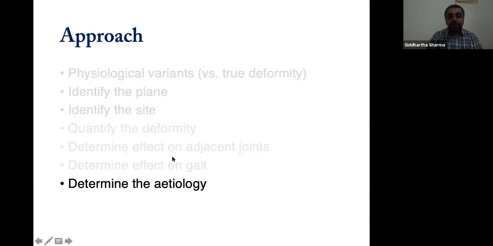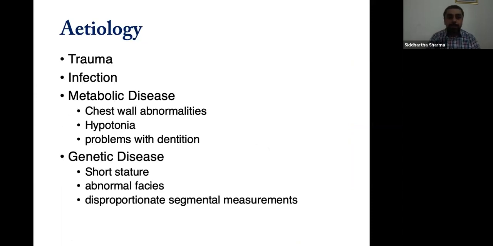So the last but not the least, to look at the etiology, and the etiology can be varied. I'm just going to touch it very briefly. So the etiology could be trauma. Of course, in your history, you have to ask for a history of trauma, infection. I already talked about pointers for metabolic disease. If you had rickets, you would be looking for chest wall abnormalities, skull abnormalities, problems with dentition, hypotonia, and other things. You know, the double malleolus sign, the rachitic rosaries, and depending upon the age, you would have specific signs of rickets. You already know this.